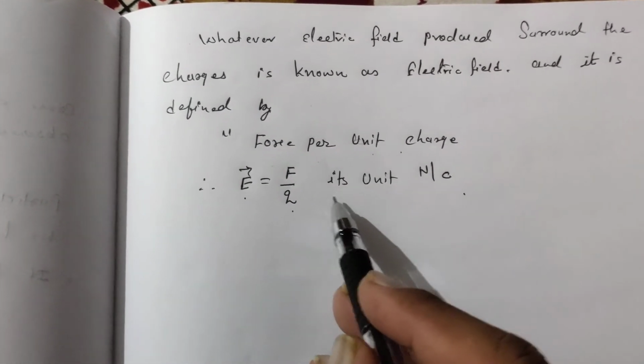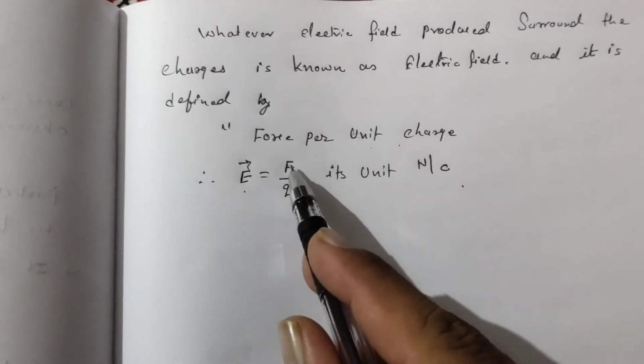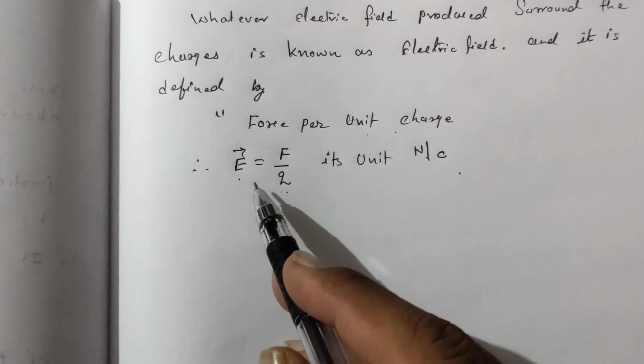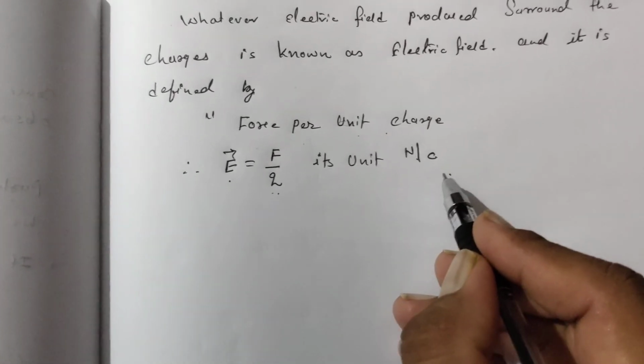Fine. Now it has a unit also. Force means Newton and Q means coulomb. So the unit of electric field is Newton per coulomb.